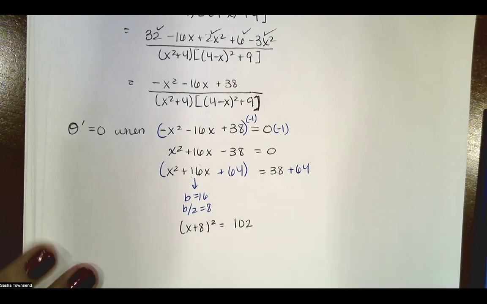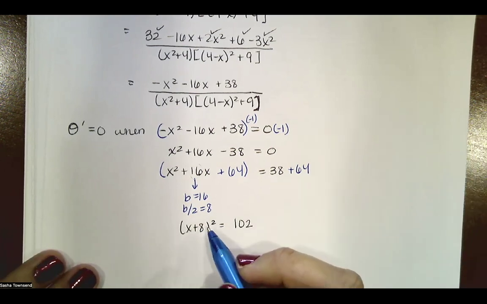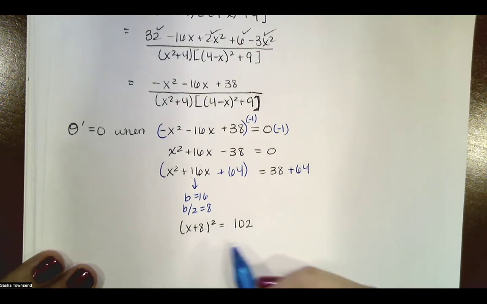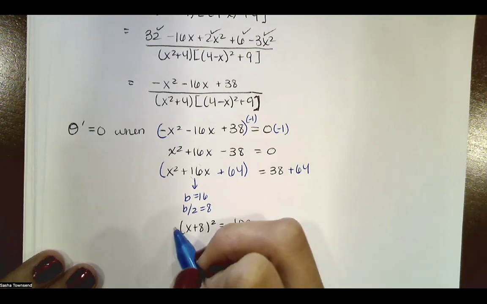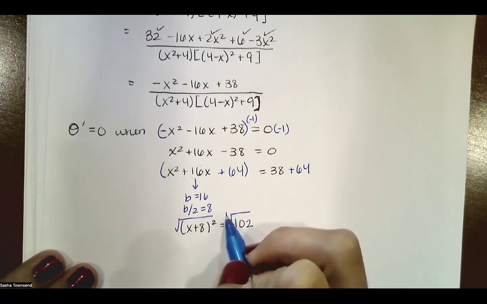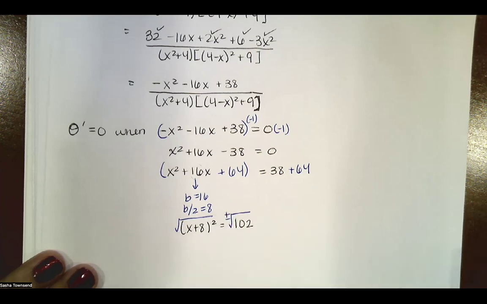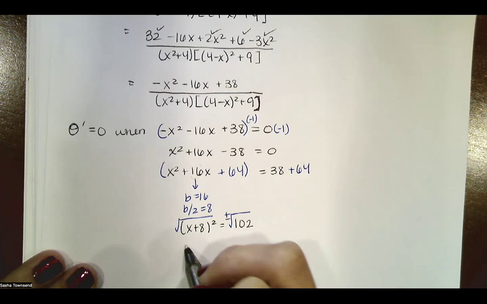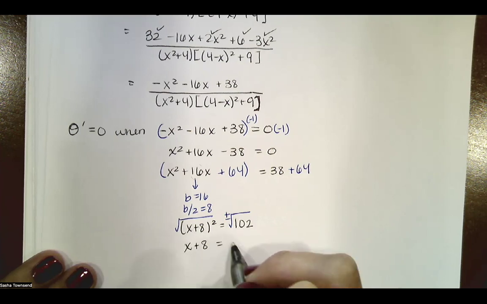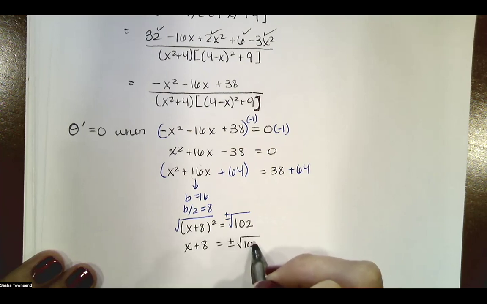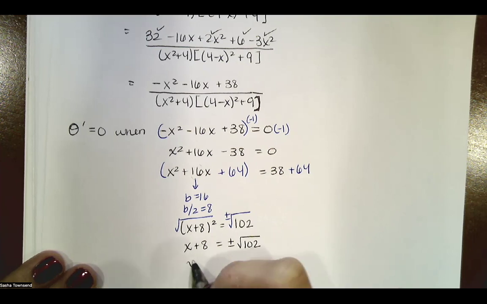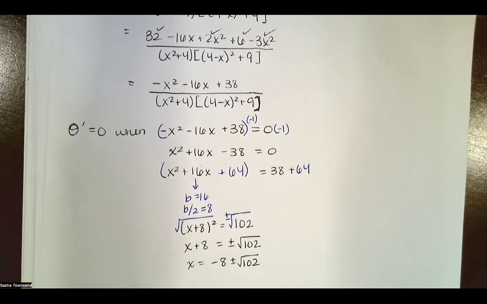So we're trying to get x by itself, and we've got x plus 8 in parentheses squared. We want to get rid of that squaring function. So to undo the squaring function, we take the square root. Don't forget your plus or minus on the right-hand side. Then we'll have x plus 8 equals plus or minus the square root of 102. And then to get x by itself, we'll subtract 8 from both sides. So x is equal to negative 8 plus or minus the square root of 102.